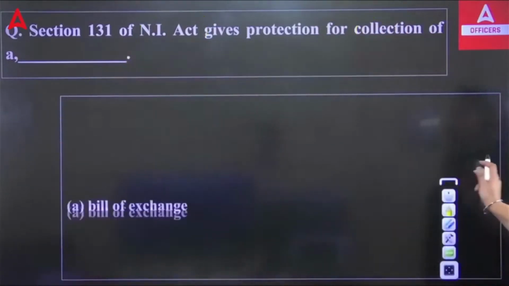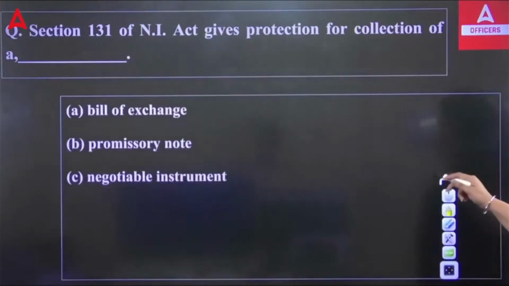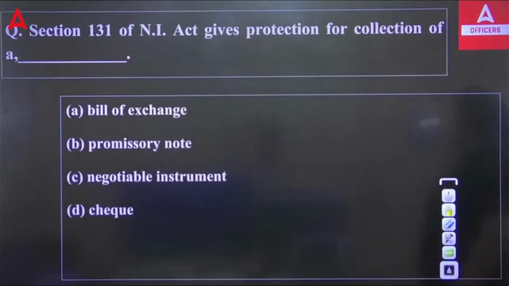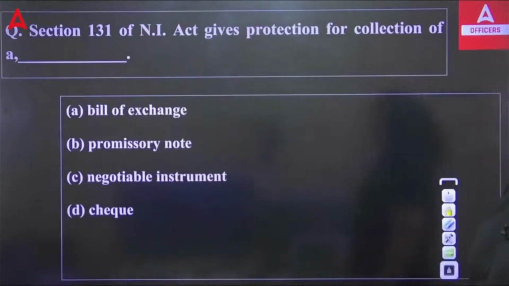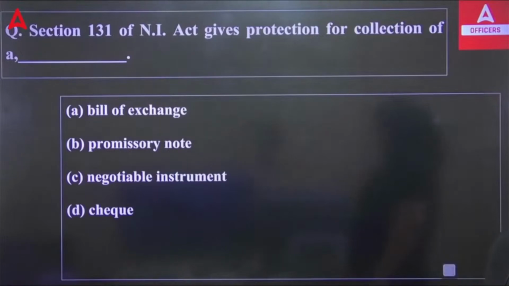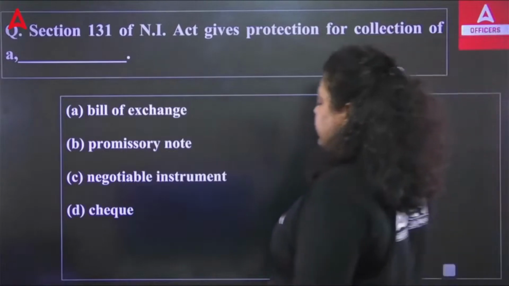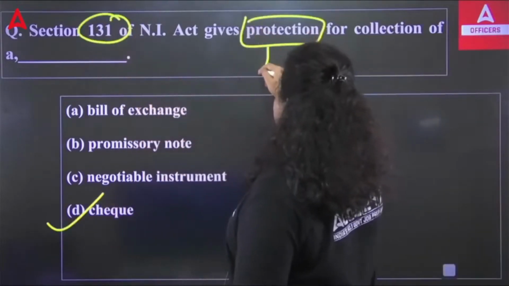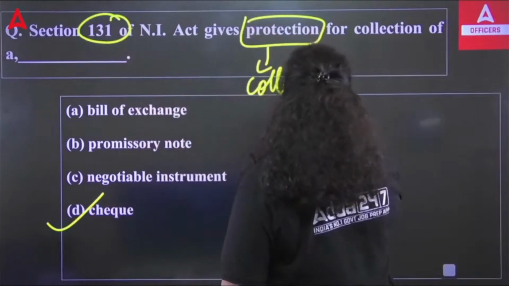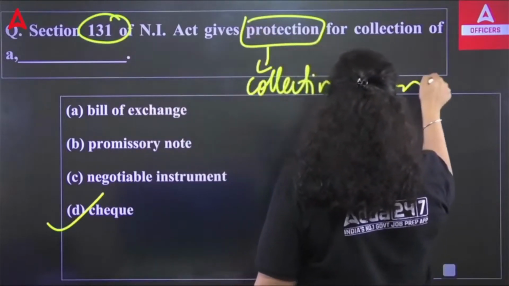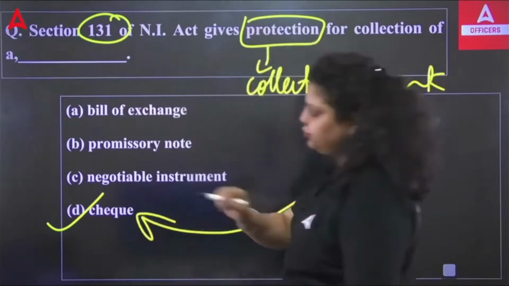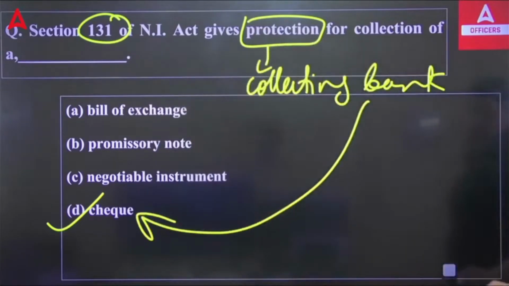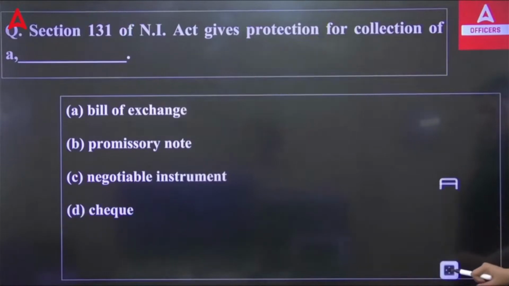The options are bill of exchange, promissory note, negotiable instrument, and check. So it provides the protection for which of the following documents? Do remember, it gives protection to whom? The collecting banker. In which case? In case of your check. So Section 131 talks about the protection given to the collecting bank for the collection of a check. Both the questions are linked to each other, so do remember them.